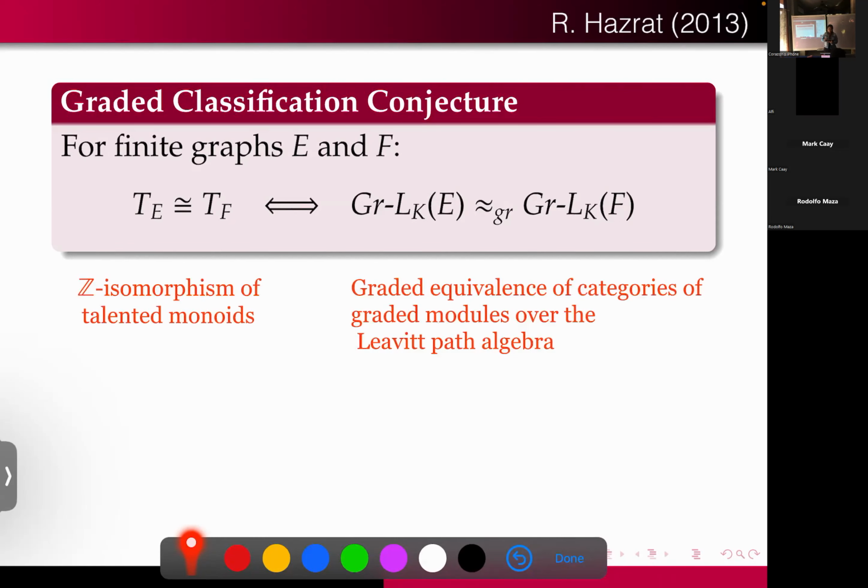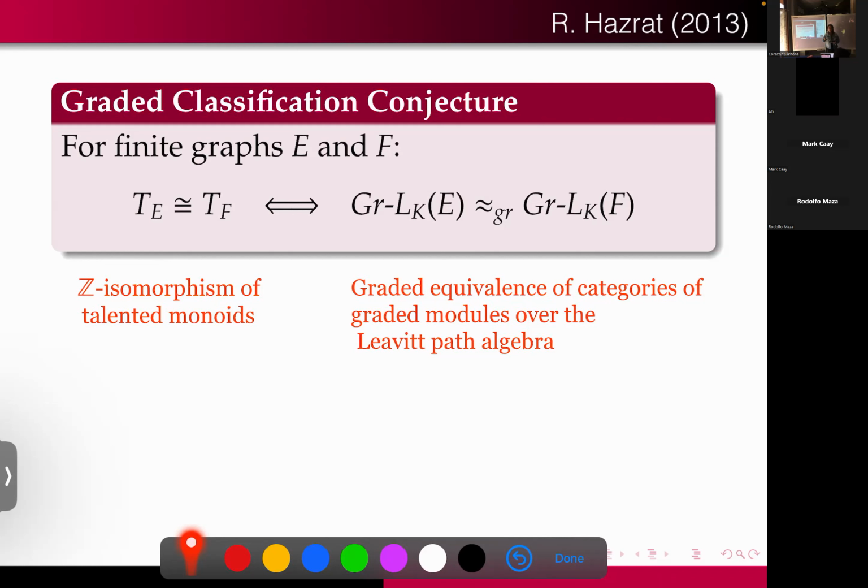In particular, in the talented monoid, there's what we call Z-isomorphism of talented monoids. Earlier today, we learned that the talented monoid is actually a Z-monoid, which means there is an action of the group of integers on the talented monoid, and it's just your good old homomorphism of groups. This homomorphism respects your action, and you make it bijective, and you have an isomorphism.